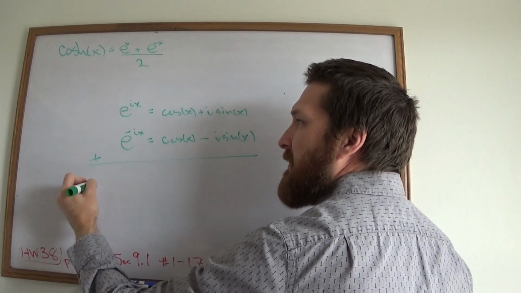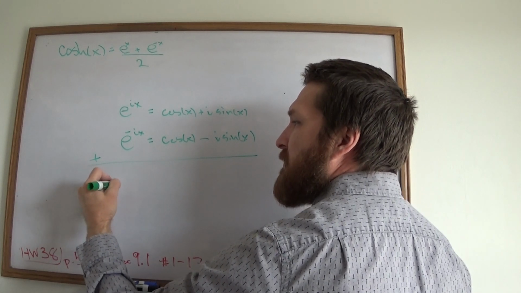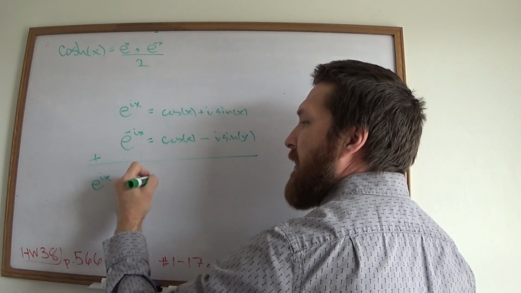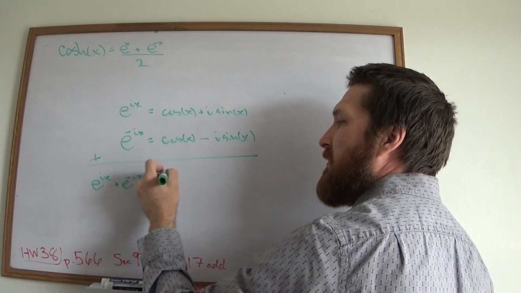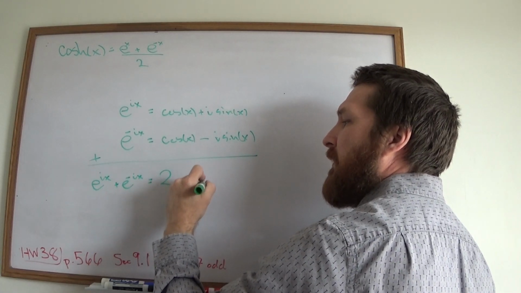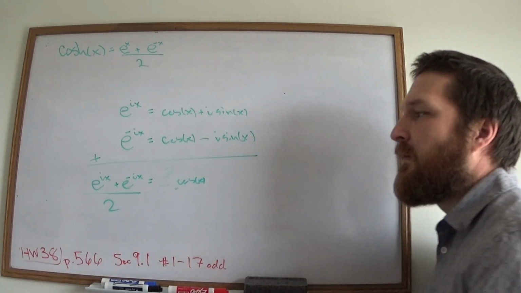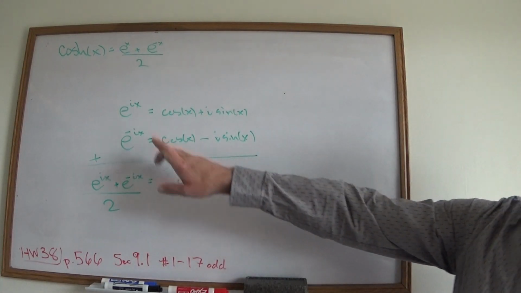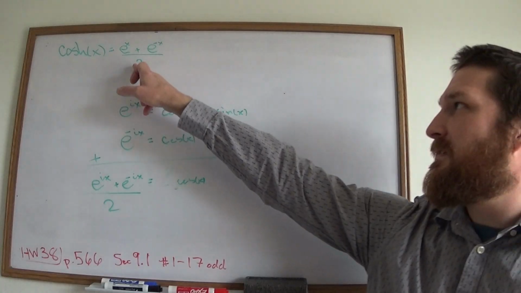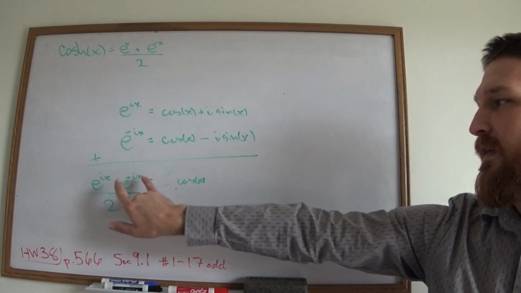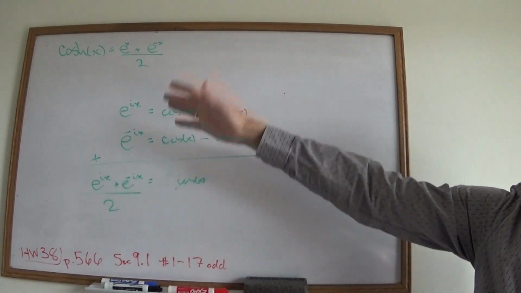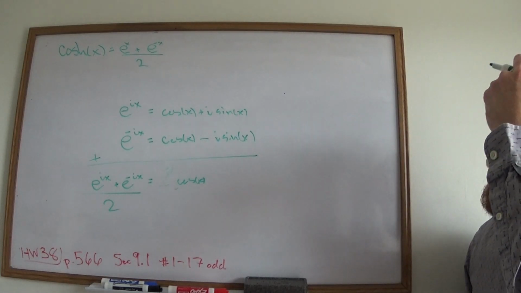Add all these together and you get e to the ix plus e to the minus ix equals, those cancel and you get 2 cosine. Divide through by 2 and you get this. So then cosh is very similar to this. It's just without the i's. Take out the i's and you have cosh.